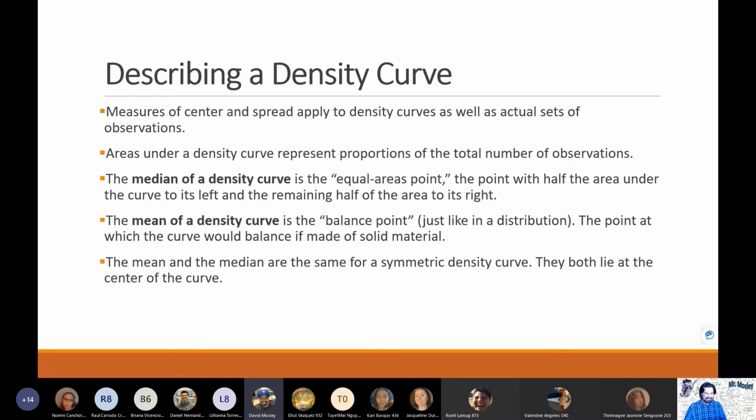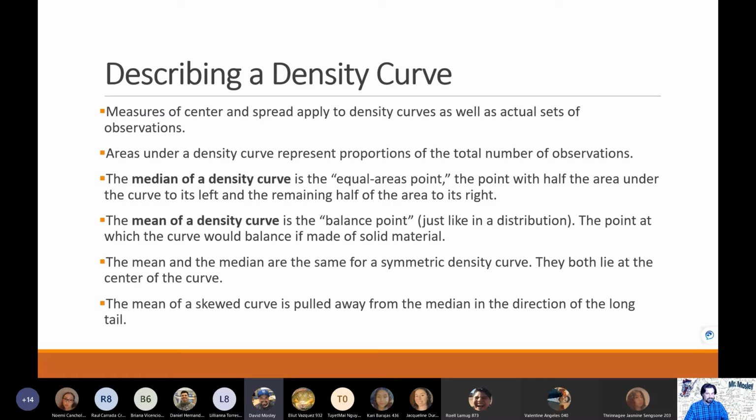The mean and median are the same for a symmetric density curve. They both lie at the center of the value. The mean of a skewed curve is pulled away from the median in the direction of the long tail. And again, this is very similar to what we've seen in distributions. When we have a skewed distribution, the mean goes away from the median in the direction of the tail.